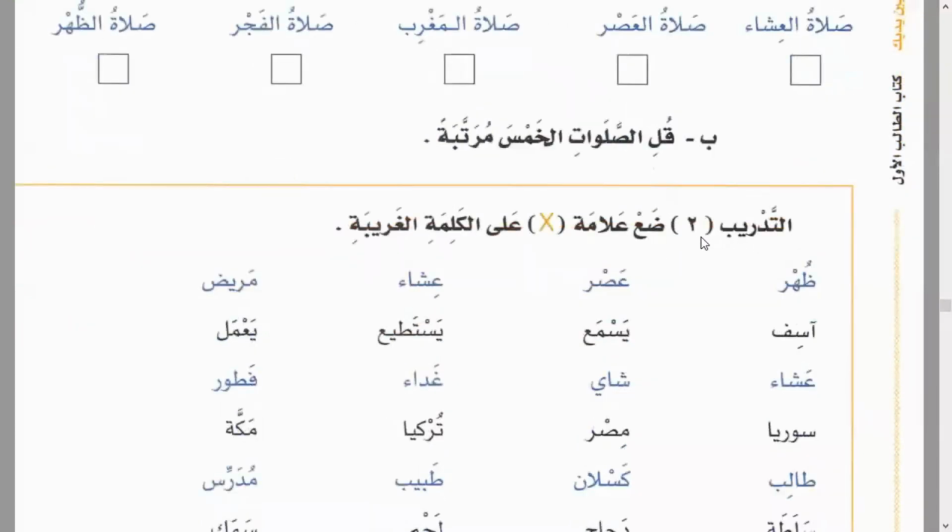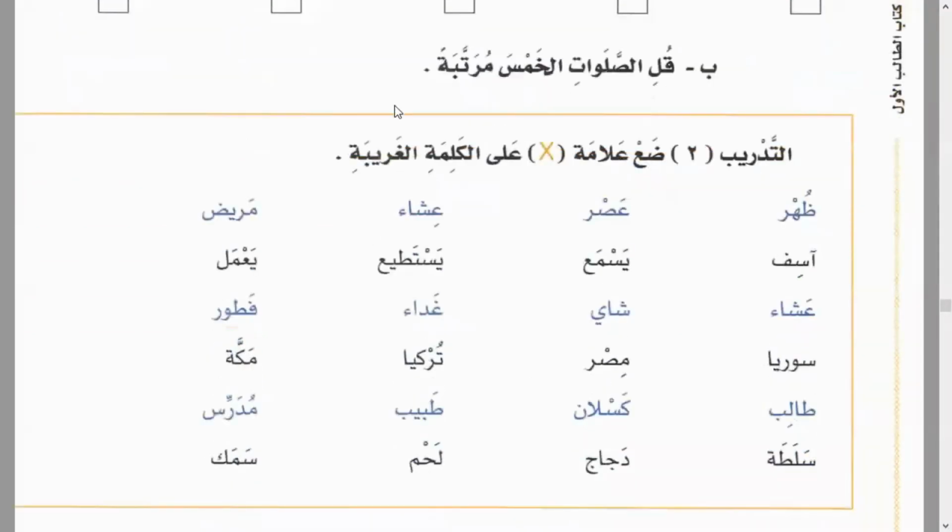The next one is التدريب الثاني. ضع علامة الخطأ على الكلمة الغريبة. Odd one out, strange one. You need to put alamatul khata. Dhuhr, Asr, Isha, Marid. Marid is the odd one out. Asif, Yasma, Yastati', Ya'mal. Asif. Similarly, look here. This is also like Zahibun. I am the one who's sorry. Actually, Asif is I am the one who's sorry. But we don't translate it like that. I'm sorry. But in Arabic, it is I am the one who's being sorry. So that's the translation.